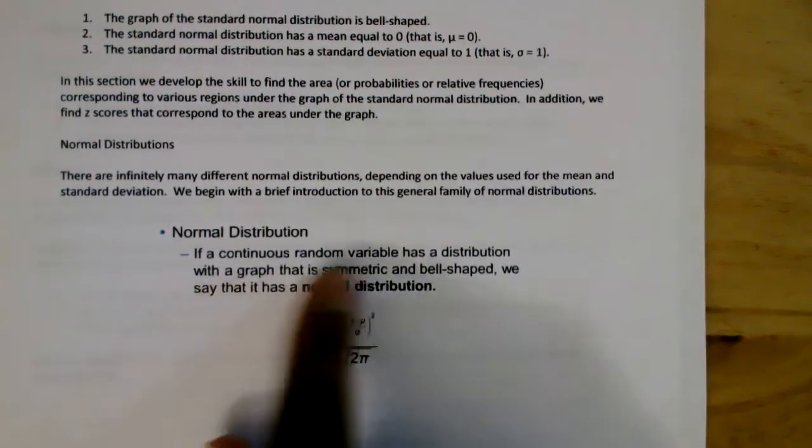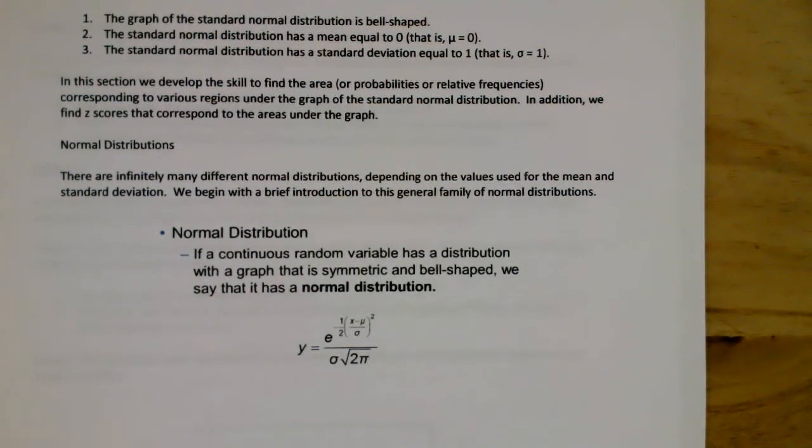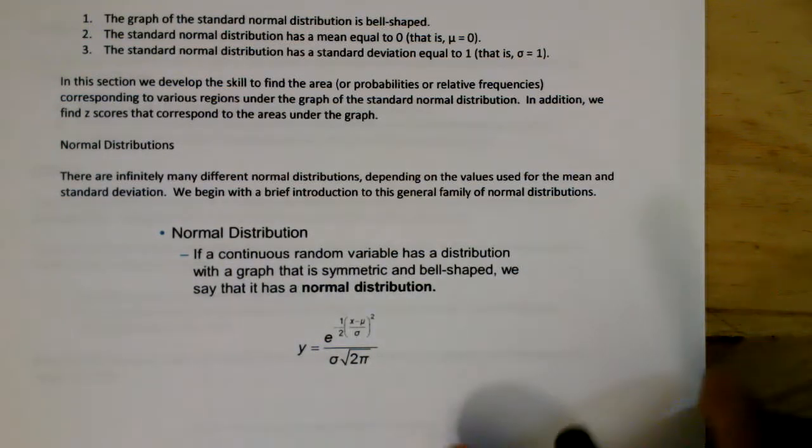Here's the definition of a normal distribution. If a continuous random variable has a distribution with a graph that is symmetric and bell-shaped, we say that it has a normal distribution. And this is the formula for the normal distribution. Now, in this course, we will not be using that formula. Basically, we're just going to be using the normal curve, and also we're going to be using tables, as I will explain later in this video.